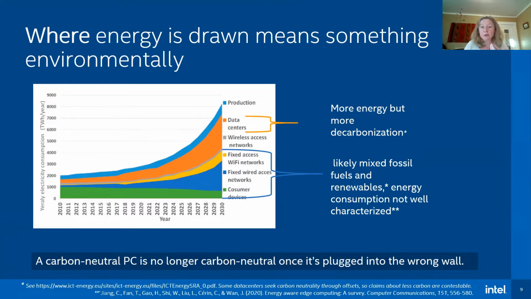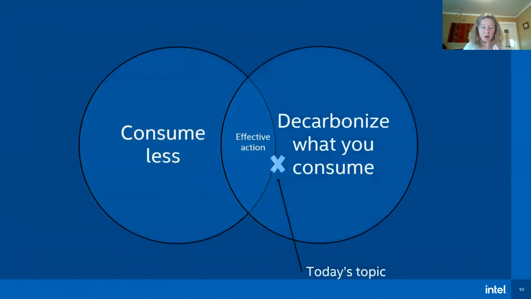So you could build, and there are attempts to do this now, happily, a carbon neutral PC on the production side, right? I'm trying to get to carbon neutrality in its production, and you plug it into the wrong wall and you've still got carbon. Okay, so the thing I'm going to talk about, this carbon responsive computing stuff, is really about decarbonizing what gets consumed. It's not about the other side of the equation that also has to happen, which is just consuming less, period.